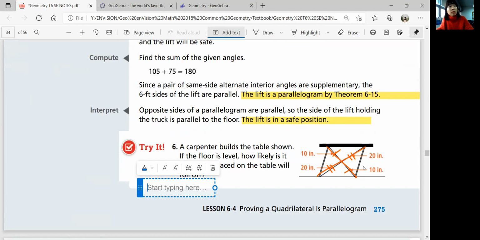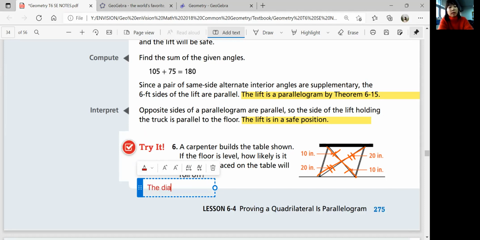So the table legs over here, the opposite sides, form a parallelogram with the floor and the tabletop. And the tabletop is the side opposite the floor. So it's parallel to the floor. And the ball is not likely to roll off the table because it's parallel. It's just going to stay, right? It has no slope, zero slope.